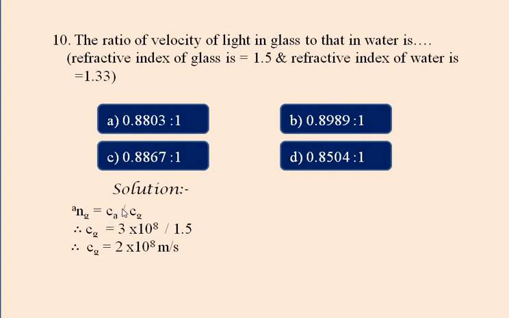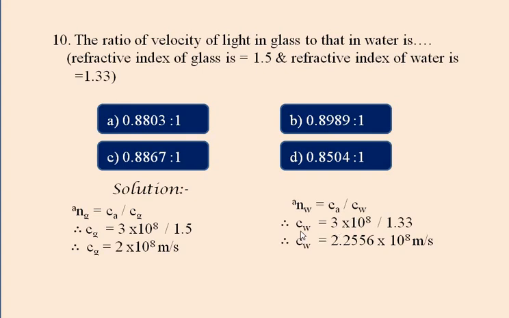The correct answer is as follows. The refractive index of glass with respect to air is the velocity of light in air divided by the velocity of light in glass. Putting in the values, the velocity of light in air is 3 into 10 raised to 8, divided by the refractive index 1.5. Using this formula, Cg, the velocity of light in glass, is equal to 3 into 10 raised to 8 divided by 1.5, and calculating we get Cg equal to 2 into 10 raised to 8 meter per second.